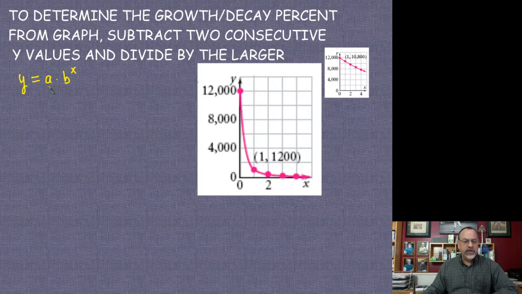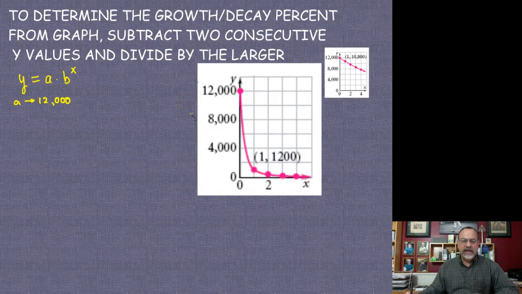To determine the initial value, you remember that that is when the x value is 0. So on my graph, I find the x is 0, and I go up, and when x is 0, the y value is 12,000. So my a value here is going to be 12,000. That's the initial population or initial amount of whatever it is we're talking about here.